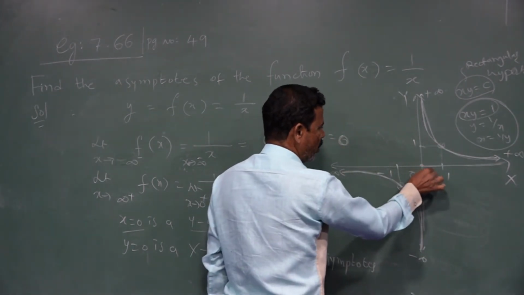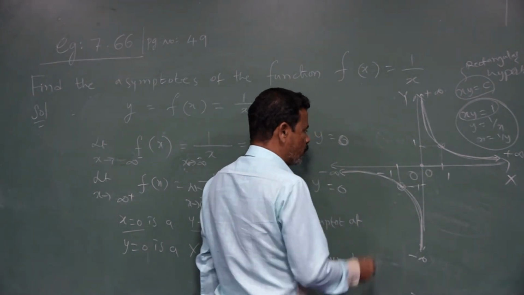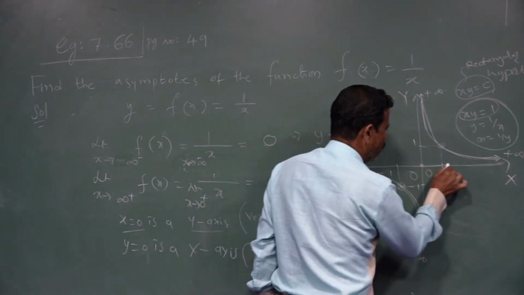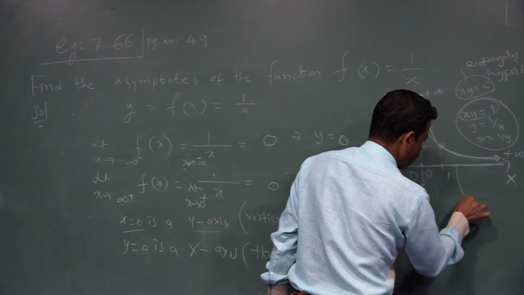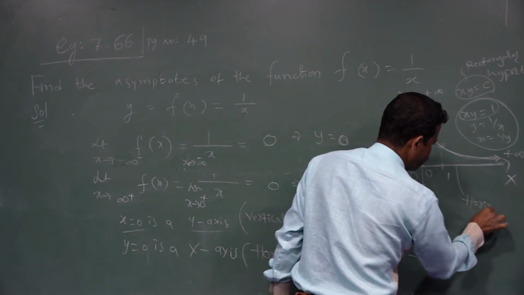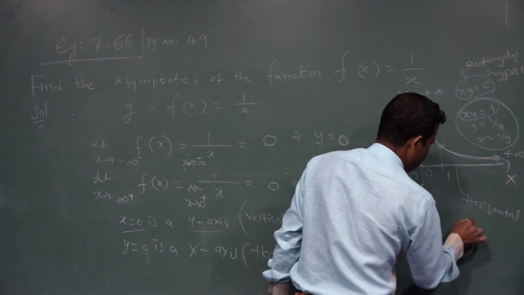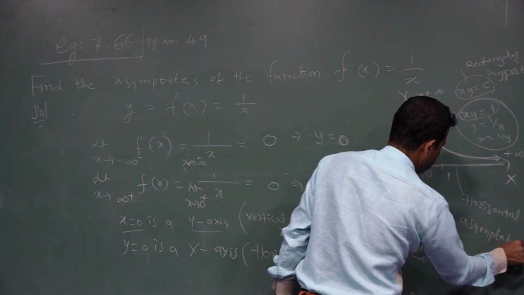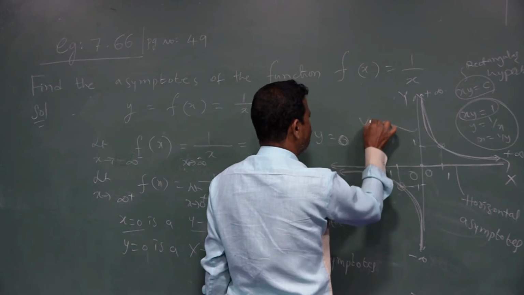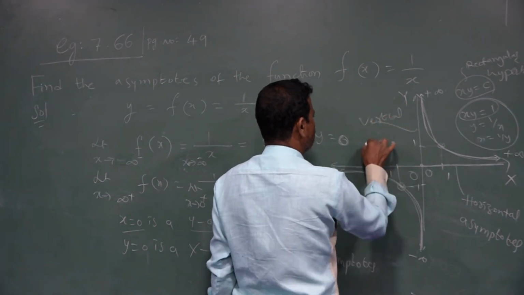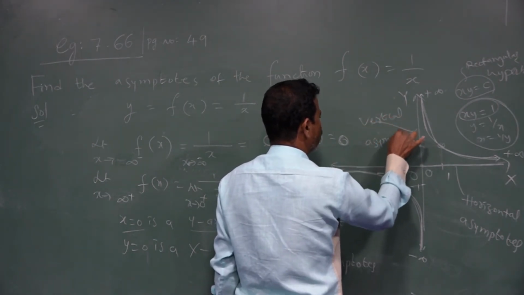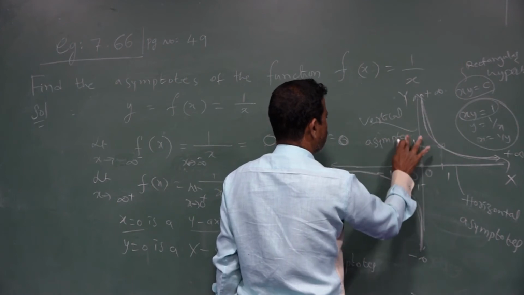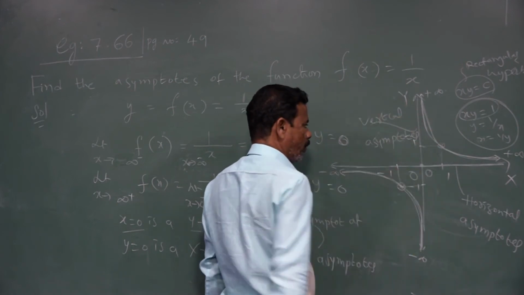This is the origin. So this is the horizontal asymptote, and this is the vertical asymptote. Okay.